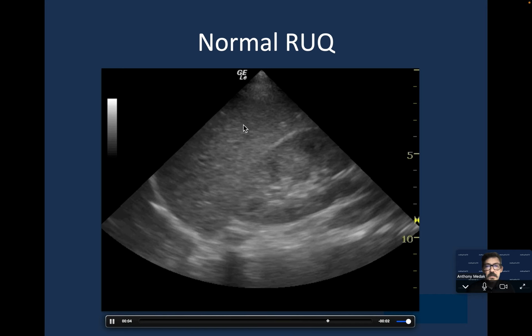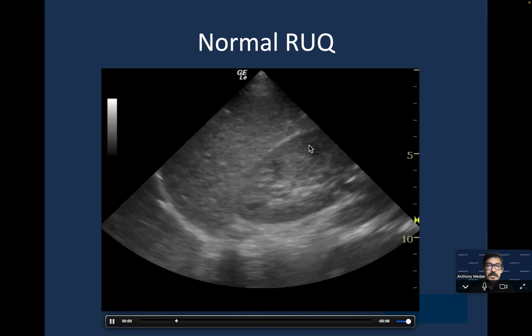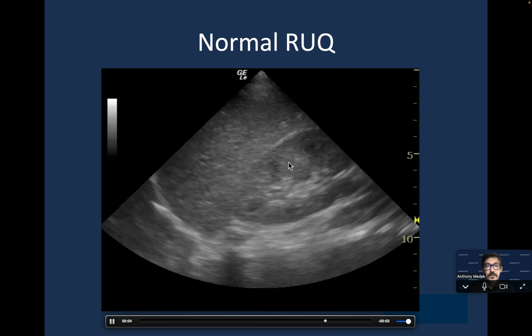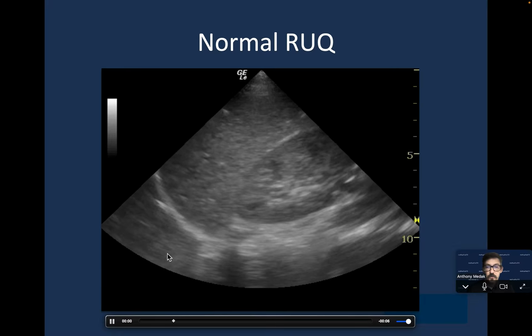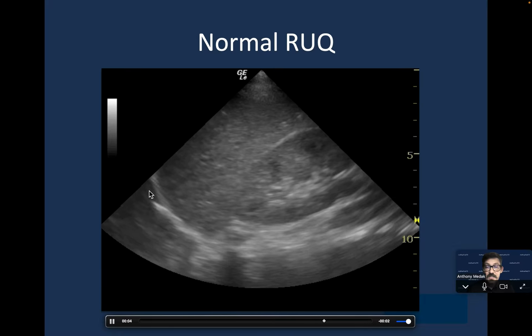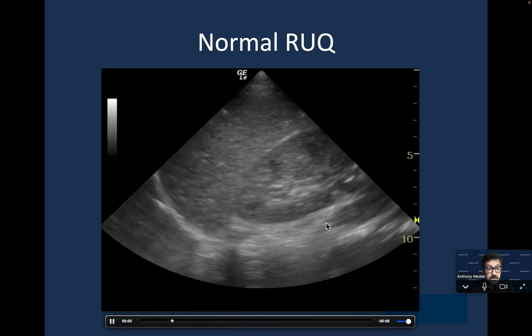So here is the liver. Here is the right kidney. You can see that hepatorenal space. It's a potential space, and the liver and the kidney abut one another. So that's wonderful. This bright white line here that you see going up and down, or I should say side to side on the screen, is actually the diaphragm.